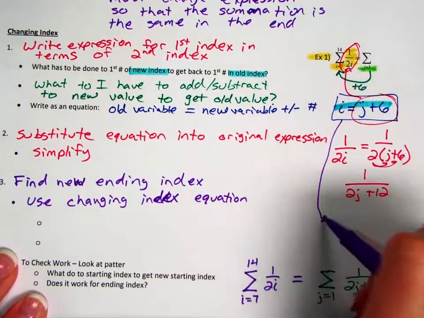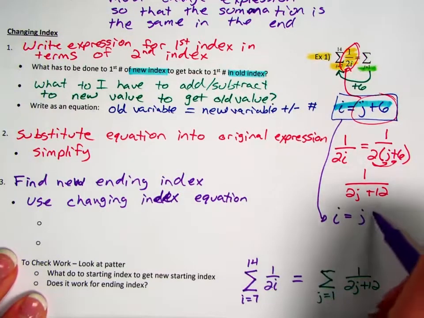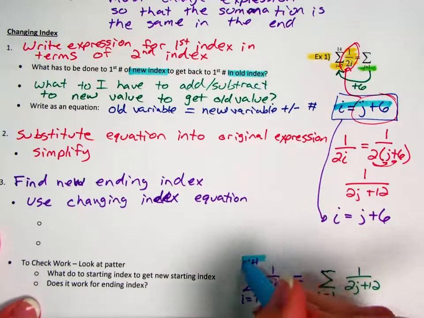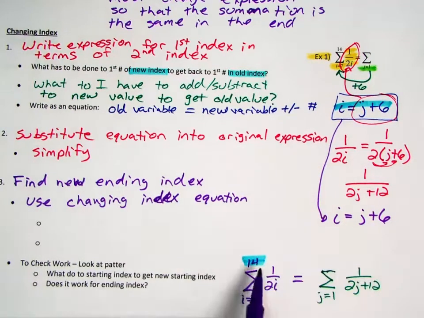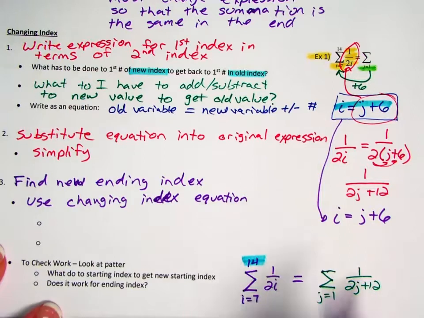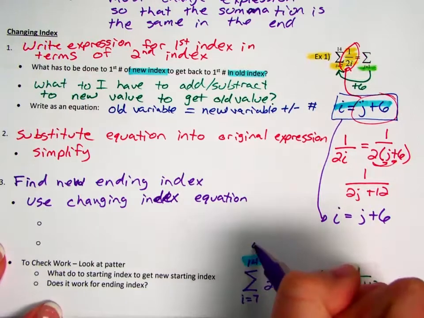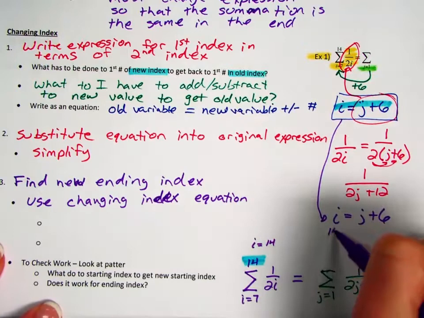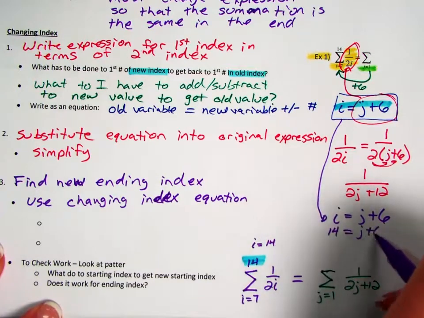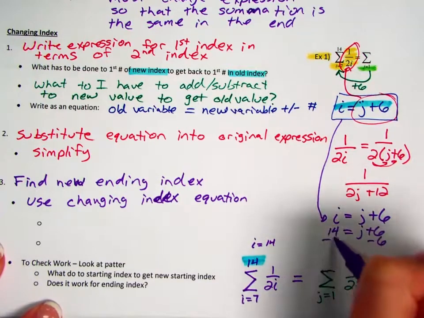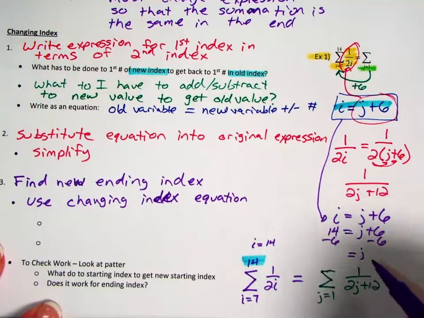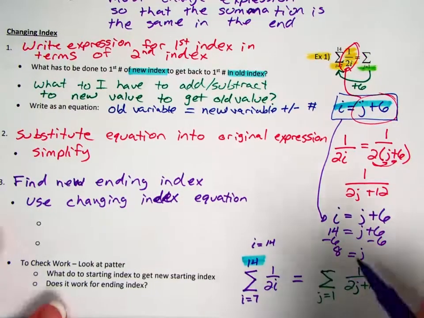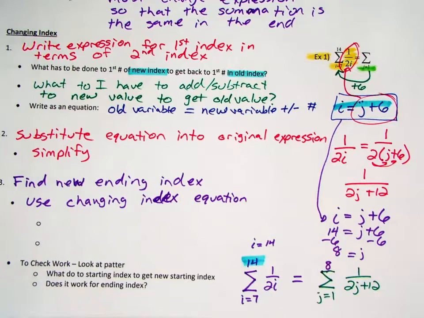So my expression was i equals j plus 6. Well, we were starting out with this top being 14, and since this is in my first expression, which has i's in it, this is really telling me that my i equals 14 here. So I'm going to put 14 in place of the i in i equals j plus 6, and then I'm going to subtract 6 to get j equals 8. So that tells me that 8 is my top one.